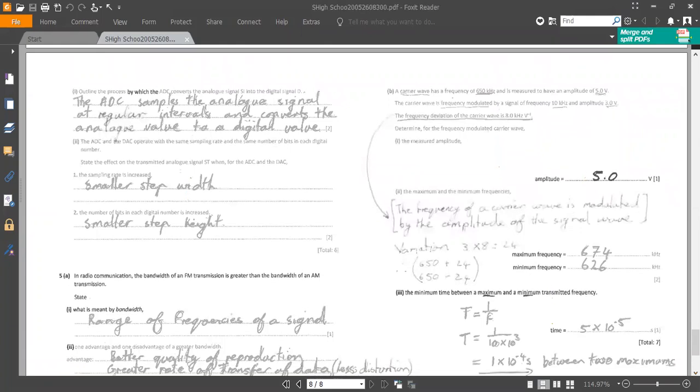Let's have a look. Again, this is based on your theory. We have a carrier wave of frequency 650, and your carrier wave always has a much higher frequency than your signal wave. Your signal wave in this case has 10 kilohertz. Your carrier wave has an amplitude of 5 volts, which just gives you an indication of your amplitude, while your signal wave has 3 volts. Now they say this carrier wave is frequency modulated.